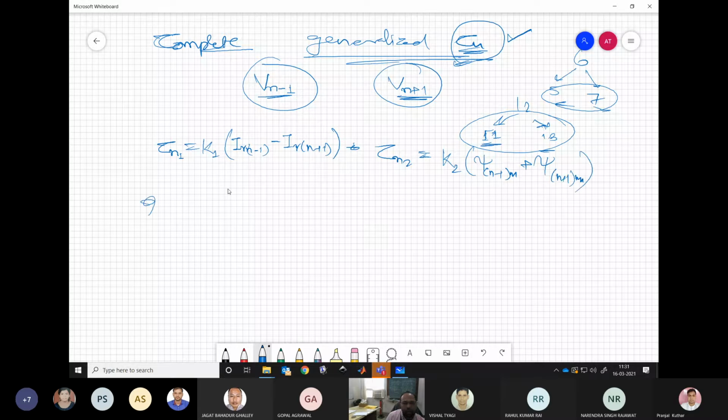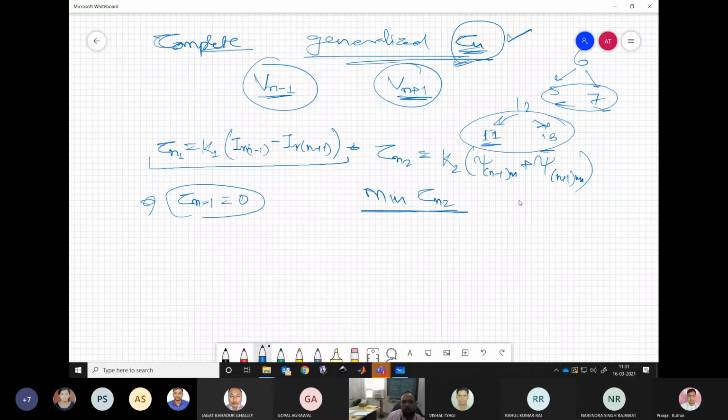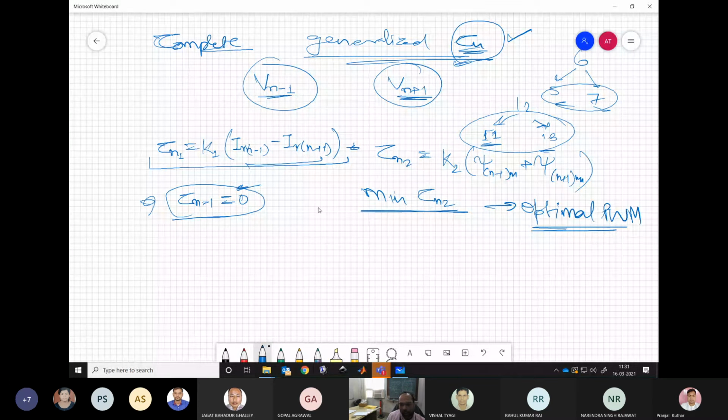So then we can say that we try to keep this term tau n minus 1 close to 0, and then you minimize the tau n2 term. Which means we are going somewhere similar to optimal PWM or optimized PWM. We are not exactly following any standard solution given in the literature. We have to find a solution for each system separately, or each PWM at least separately.